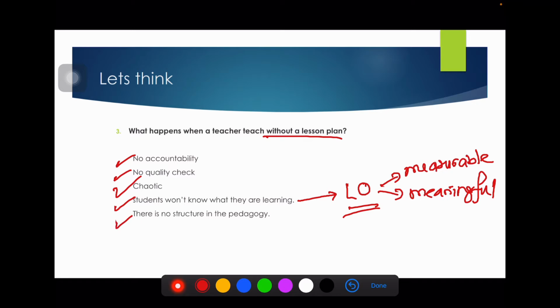Next, there is no structure in the pedagogy. That means pedagogy is how you teach, the method that you use, the activities that you design. That means there's nothing. Okay, there is no structure. You just teach the way you want. Okay, so there will be no learning taking place.